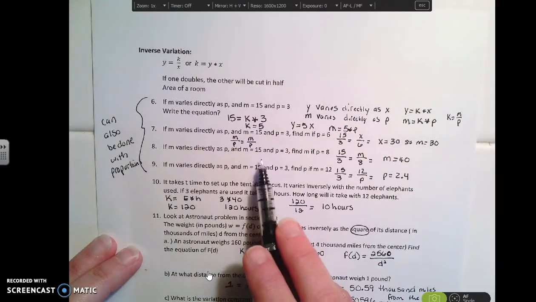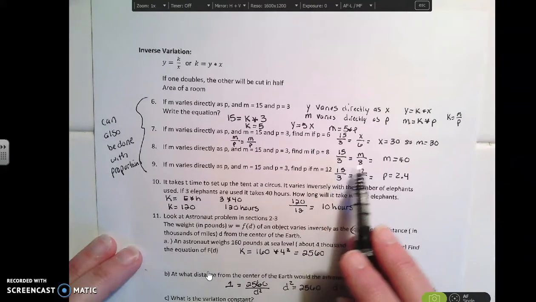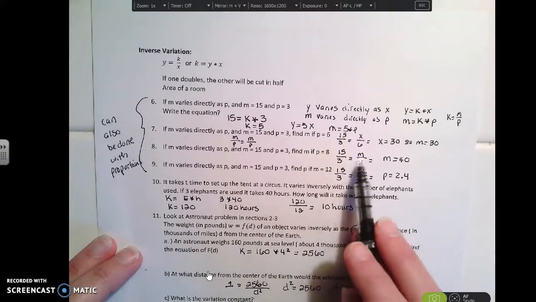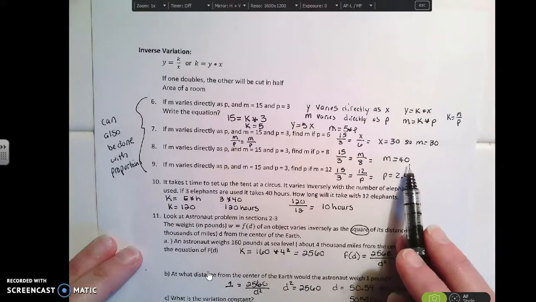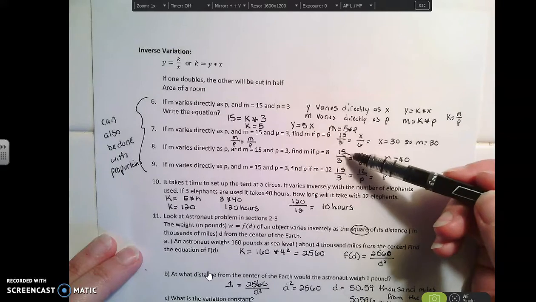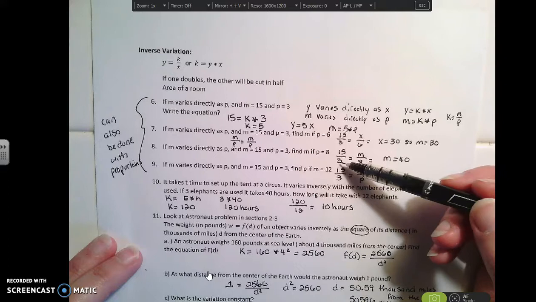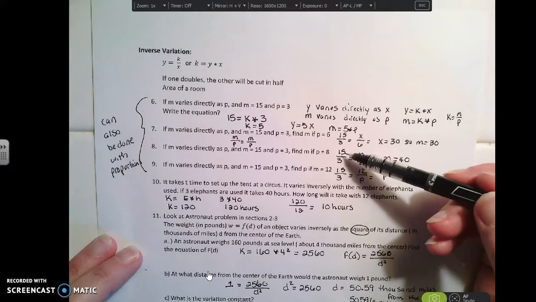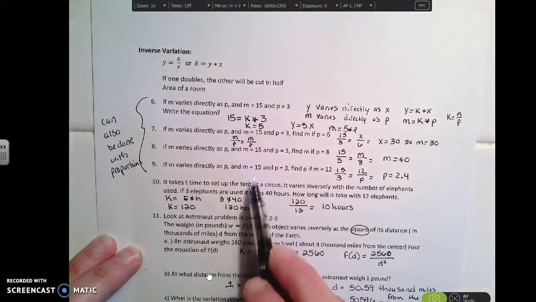Here's another example. If I have 15 over 3 for m and p, and then it says find m if p is 8. Again, if I cross multiply, then I end up with m is equal to 40. So my constant of variation is 5. 15 divided by 3 is 5. So that means that basically I'm taking the denominator and multiplying it by 5 to get the numerator. So that makes sense.